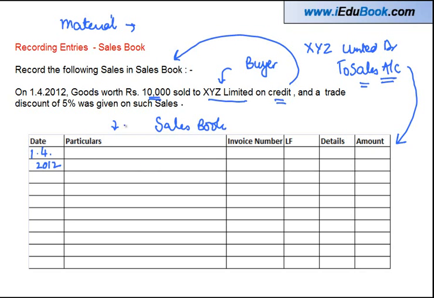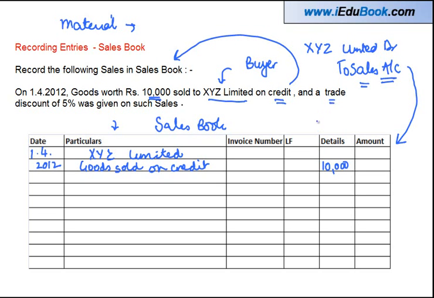So in the particulars column you write the name of the buyer, which is XYZ Limited, right? Then you write the details. Goods sold on credit. What is the price? 10,000. That will come in the details column.